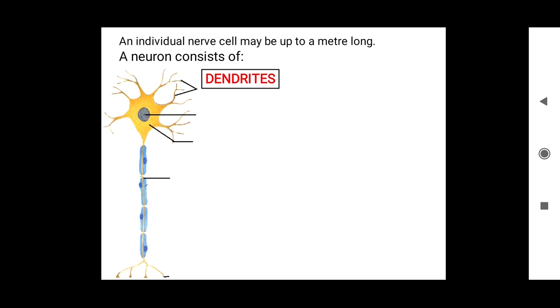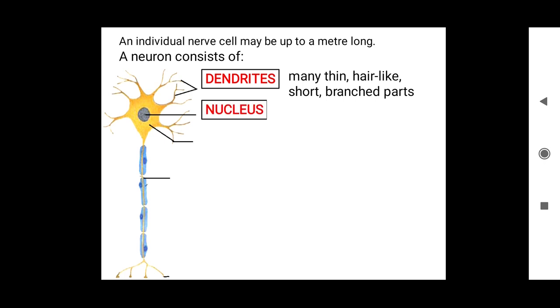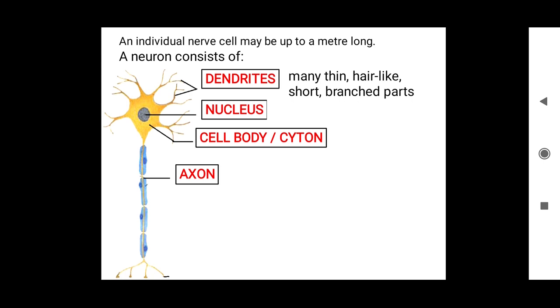Anyway, a neuron consists of short, branched simple processes called dendrites. Single is dendron, plural is dendrites. Then there is the familiar nucleus, very important part of the cell, the cell body or cyton. Here is where all the processing is done, where whatever the message you are receiving, that is processed in the cyton of the neuron. Then this long process is axon. It is like a wire, and that is going to transmit the impulse. Then there are at the end what are called the nerve endings, from where this impulse will be passed on to another neuron or to the muscle.